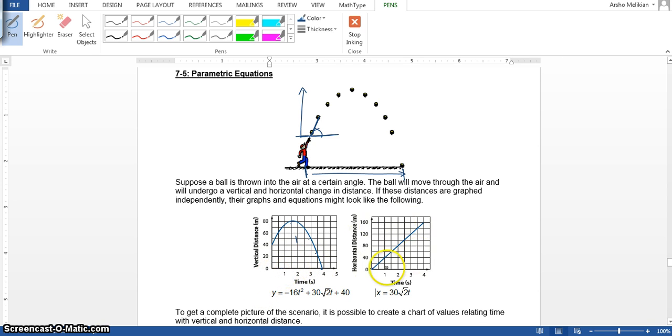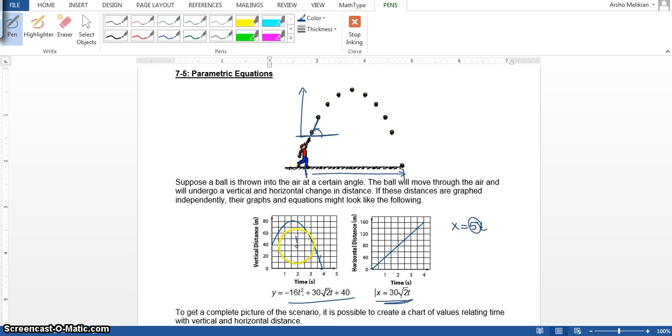This is another portion of the scenario. Each of these has its corresponding equation. If you notice, this is a quadratic equation because this is a parabola. A is negative, and it should be because the parabola is facing down. This is a linear equation. So, instead of having, for example, x is equal to 5t, the constant now is 30 radical 2. But it's a linear equation.